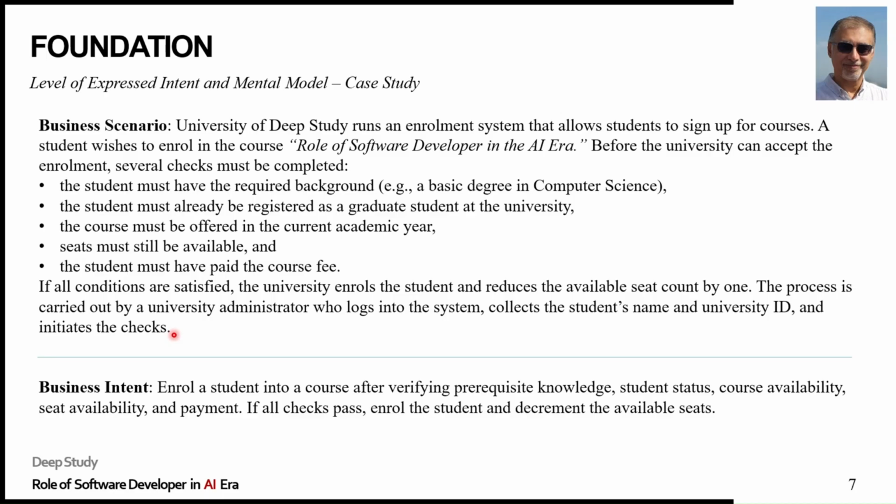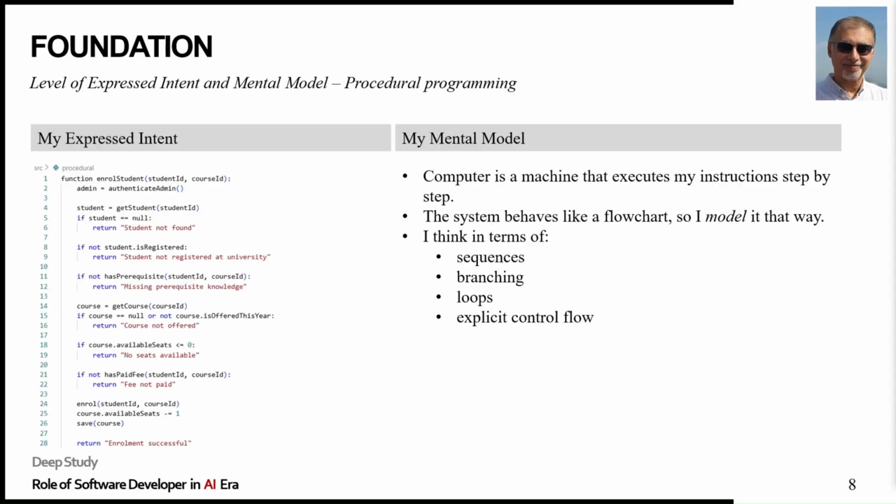The mental model is solution oriented, but it is shaped by the problem. Let's walk through it. It becomes much clearer when we see it in action. Here is the business intent in its purest form, untouched by any implementation detail. Business intent: enroll a student into a course after verifying prerequisite knowledge, student status, course availability, seat availability, and payment. If all checks pass, enroll the student and decrement the available seats.